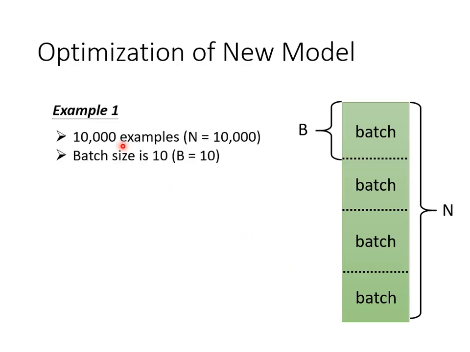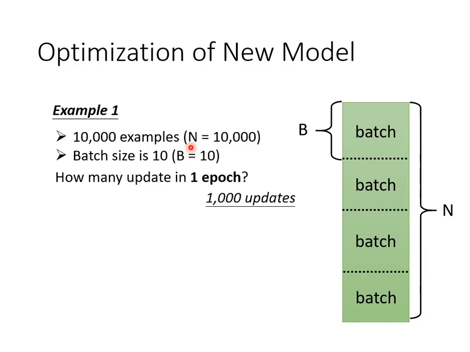Suppose we have 10,000 data. That is, big N is equal to 10,000. Suppose the size of our batch is set to 10. That means the big B is equal to 10. Here is a question for you. In an epoch, how many times do we update the parameters in total? You can count the number of batches formed from these 10,000 examples. A total of 10,000 divided by 10, which is 1,000 batches, is formed. So in an epoch, you have actually updated the parameters 1,000 times. So we do not update the parameters once in an epoch. In this example, we have updated the parameters 1,000 times in an epoch.